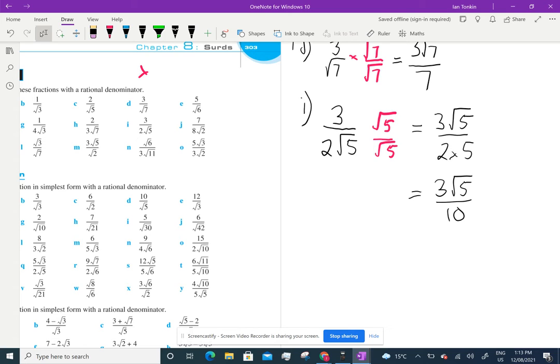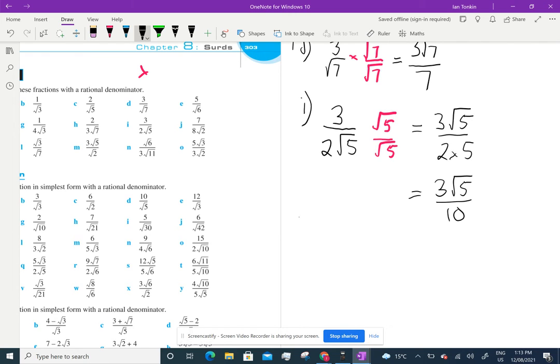Just double checking. So on my other computer, I have my answers. This is 1, D and I, but I'm pretty sure I'm right. So 1D, 3 root 7, and I, 3 root 5 on 10.